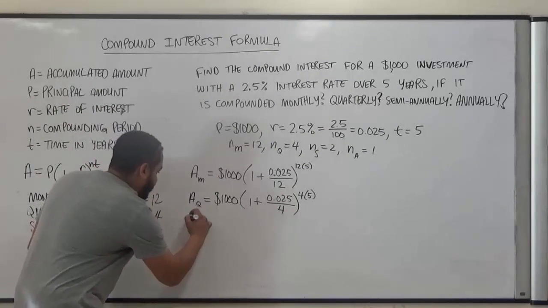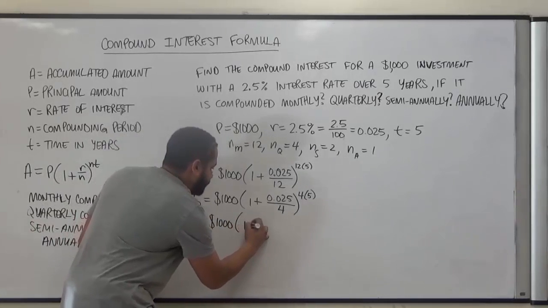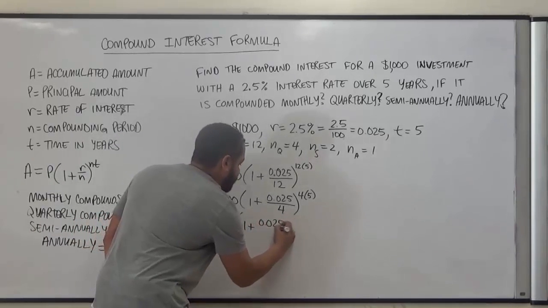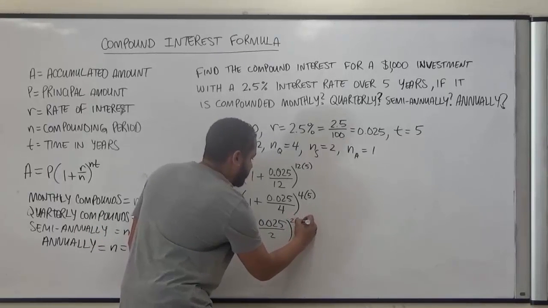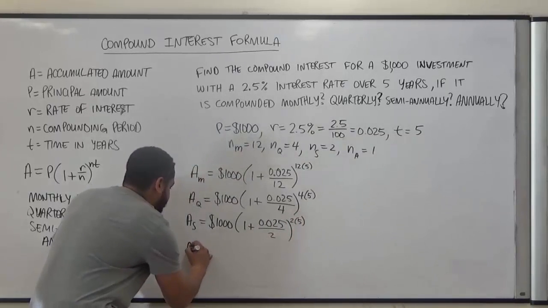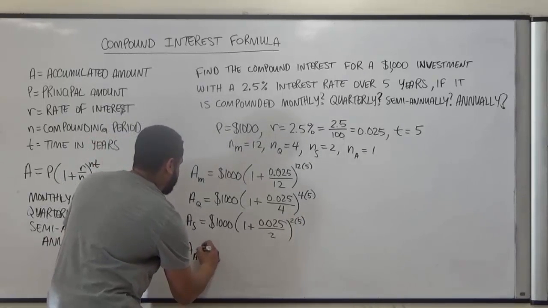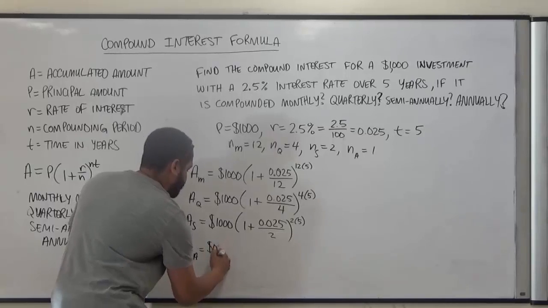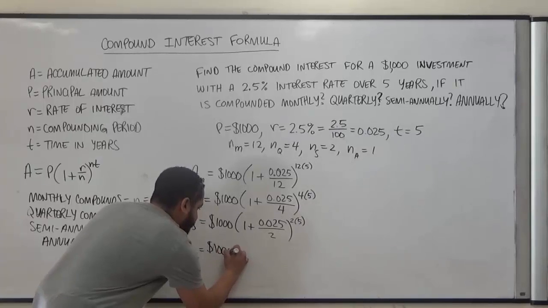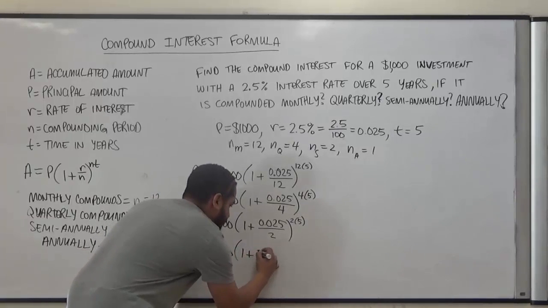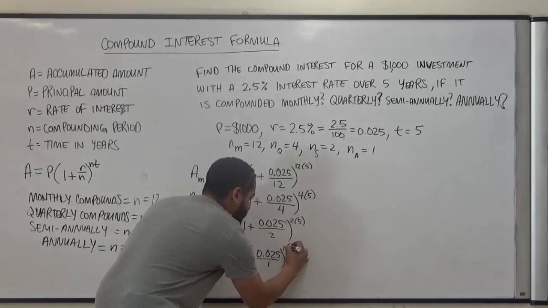The next one is semi-annually. And here we have, again, $1,000. We have 1 plus 0.025 over 2. This is a little easier to calculate. And here we have 2 times 5. And finally, we have A of A. And this is 1,000 times 1 plus 0.025 over 1. And we have 1 times 5.